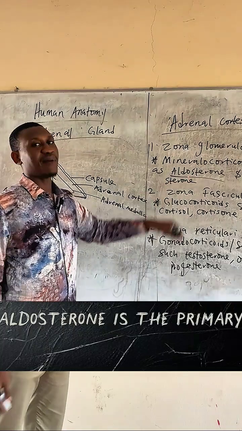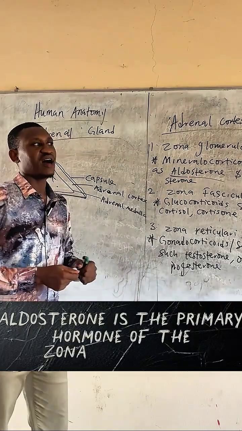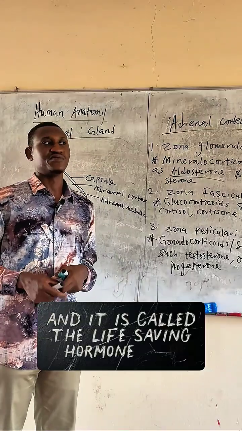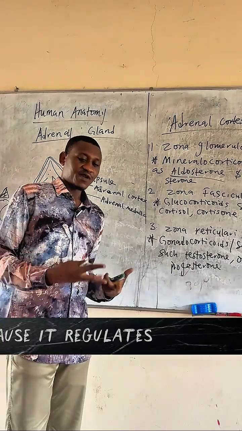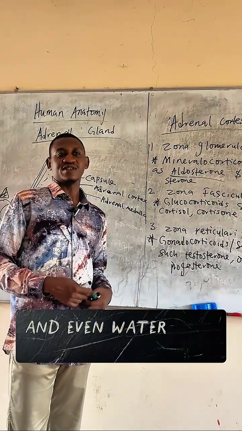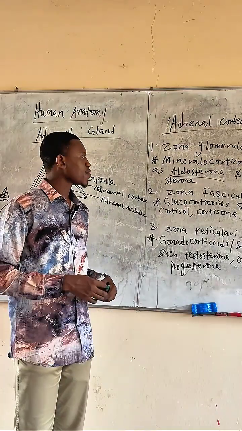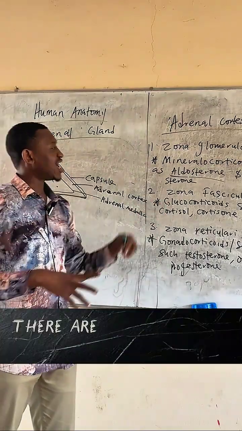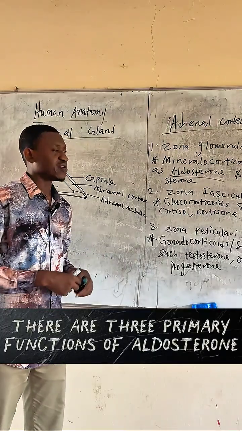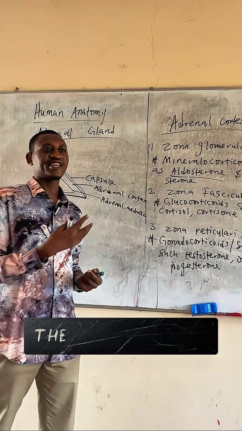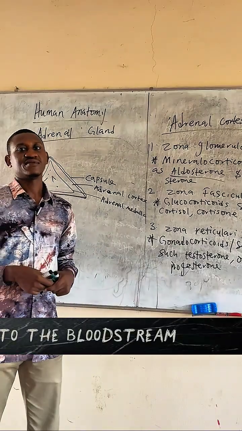So let us ask, what are the functions of some of these hormones? Aldosterone is the primary hormone of the zona glomerulosa, and it is called the life-saving hormone. Why? Because it regulates electrolytes and even water level in the human body, which is essential to existence. So there are three primary functions of aldosterone. One, it increases the reabsorption of sodium from the kidney tubules into the bloodstream.